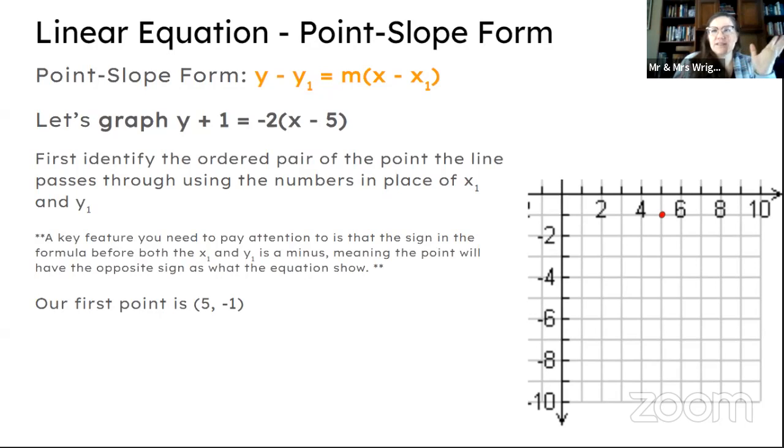Now we need to identify the slope. Remember, m is our slope. That's the same no matter which way we write the equation. If you ever see m in a formula, it means slope. So our slope here is -2.